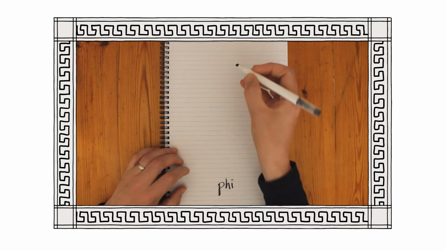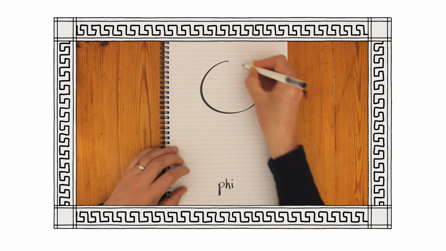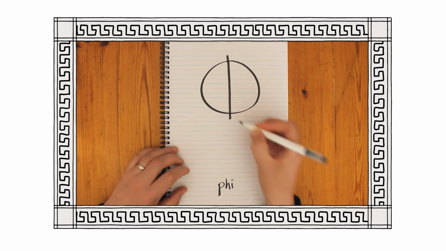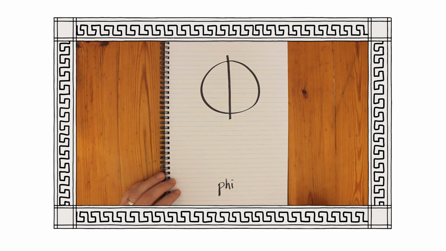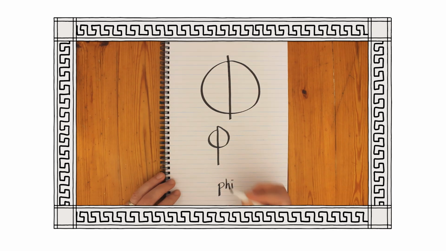Phi is satisfying to write. For the uppercase, start top middle, draw a circle, and then draw a vertical line down through the middle of it. Fantastic. Lowercase phi is similar, but your circle will be smaller, your vertical longer, and you will write it in one motion.